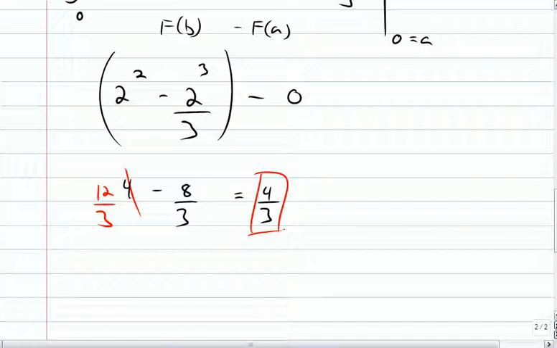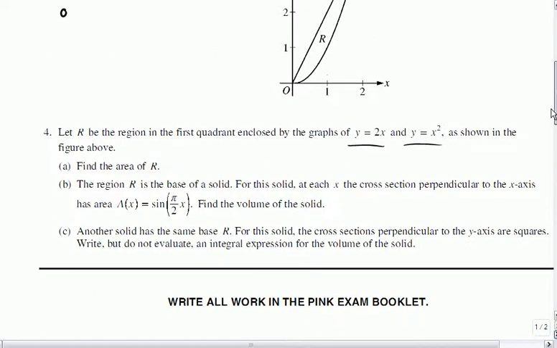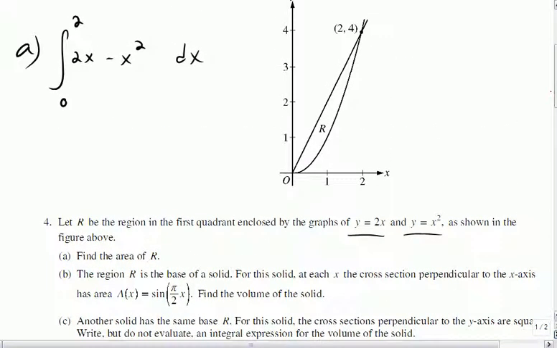And we'll go back and check the answer here in just a little bit. So now we go to part B. The region R is the base of a solid. For this solid, at each x, the cross section has an area of A of x. Find the volume. So we're perpendicular to what axis?